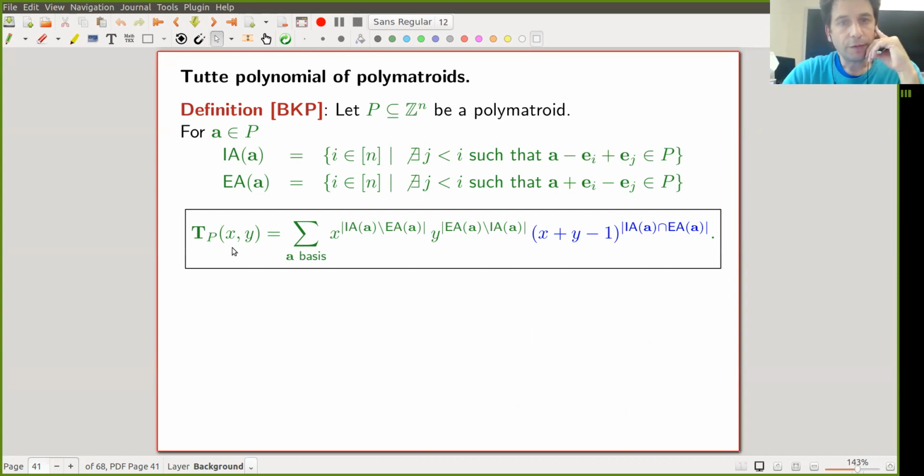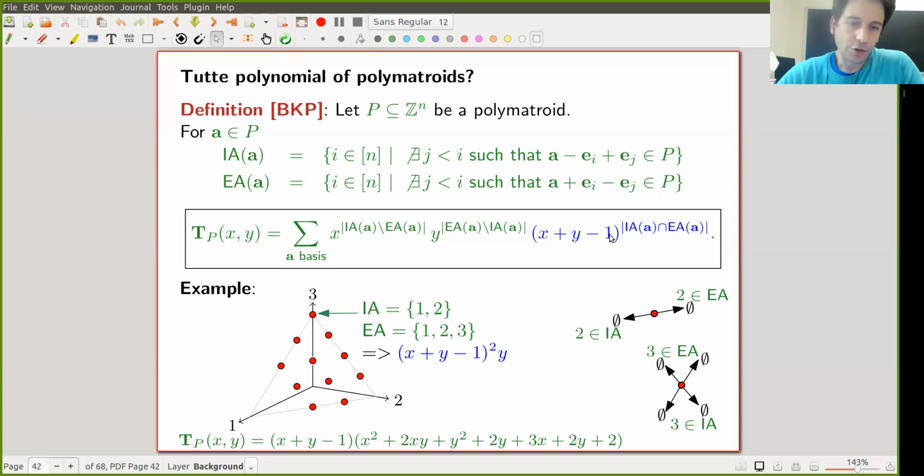All right, so the right definition is the following. You define the activities as before, but you define the contribution in a slightly modified manner. Before, in the previous attempt, an element that was both internally and externally active would contribute xy. And now, instead, we make them contribute x plus y minus 1.